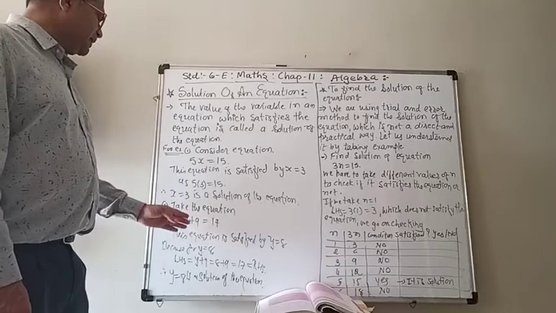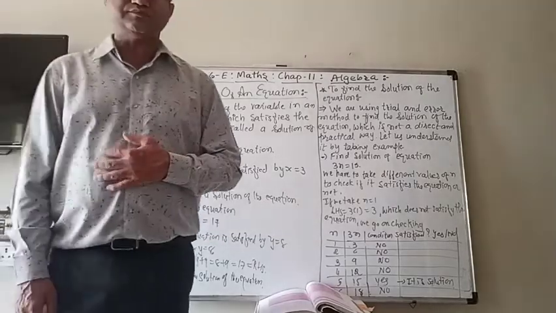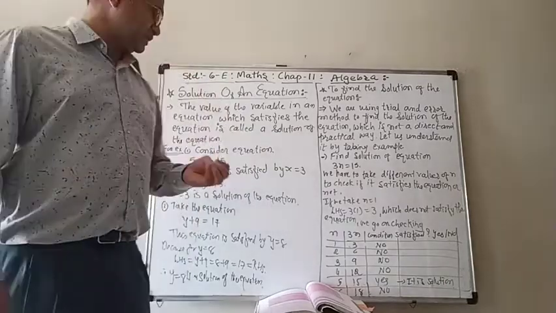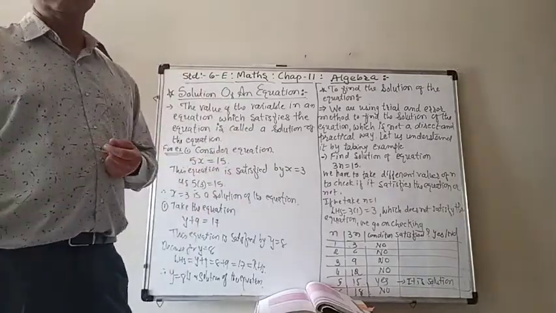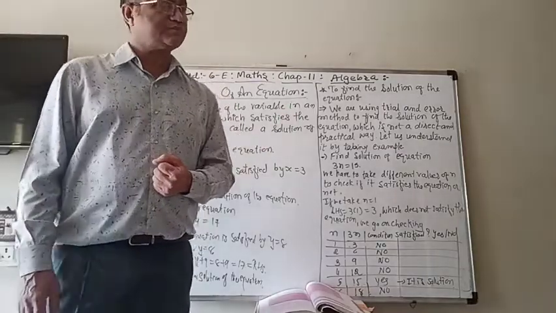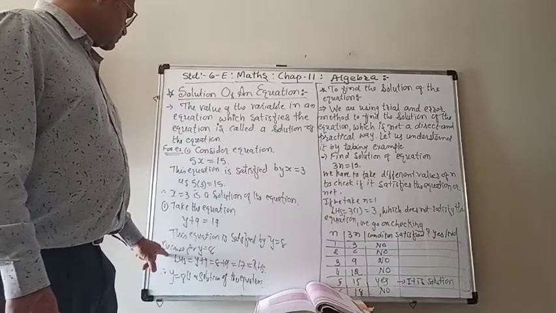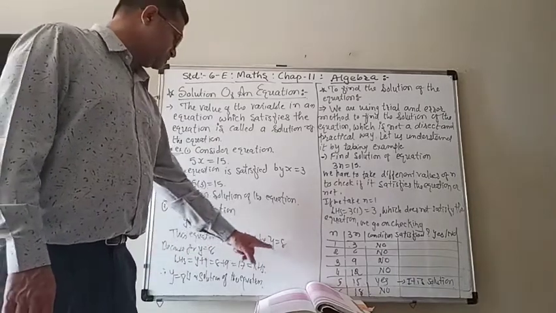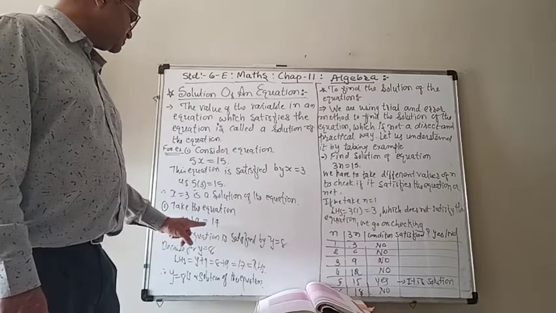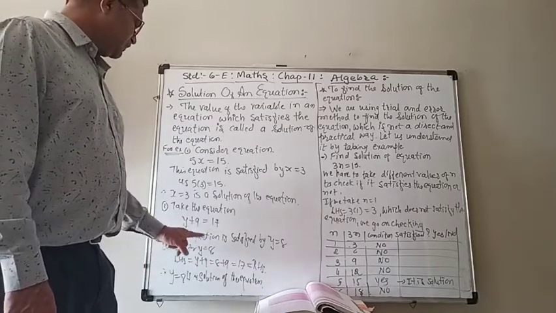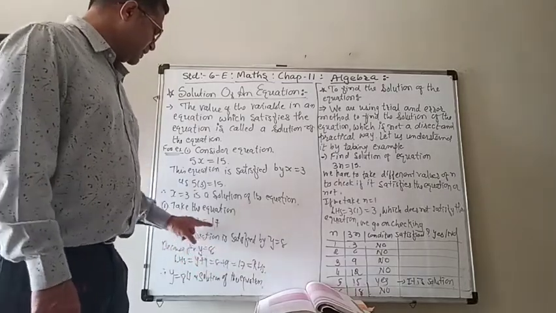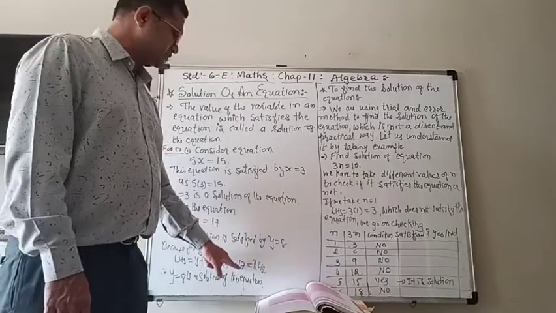Similarly, take the equation y plus 9 equals 17. So to which number do you add 9 to get 17? When you use y equals 8, 8 plus 9 is 17. So when you take y equal to 8, the equation is satisfied. Why? Because LHS is y plus 9. In place of y, if you put 8, it is 8 plus 9, that is 17. And your RHS is also 17.